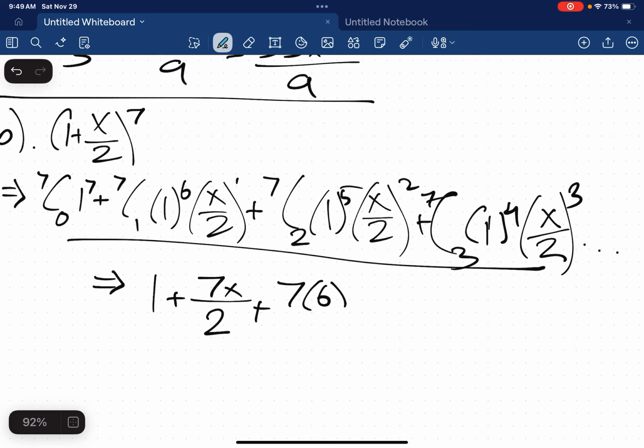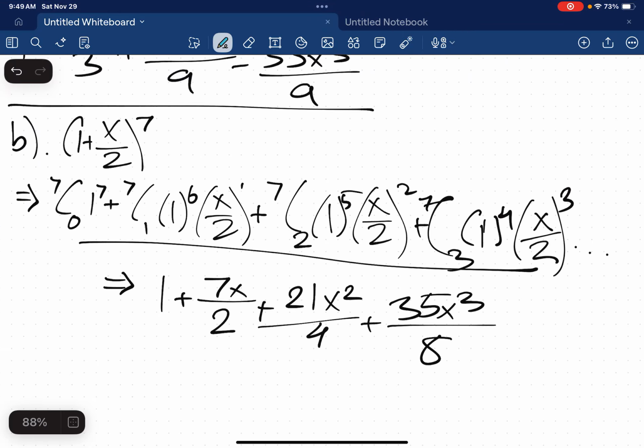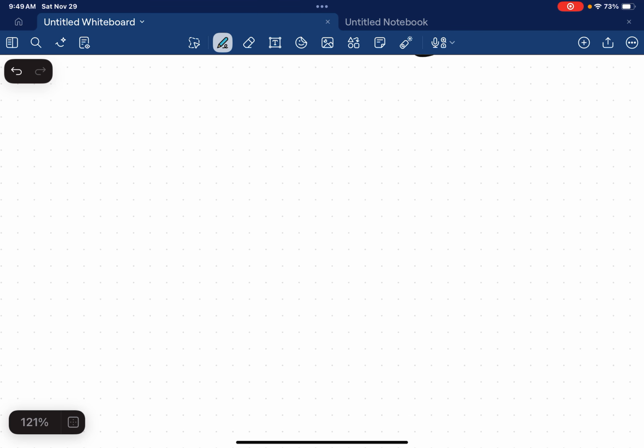plus 7 times 6. This is where that was coming from earlier. I was looking at the wrong notes. And I'm still looking at the wrong notes. Plus 21x squared over 4 plus 35x cubed over 8. And that is our answer. This matches over here, over here, and over here. That's our answer.